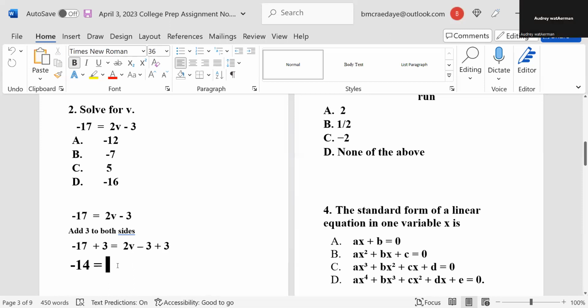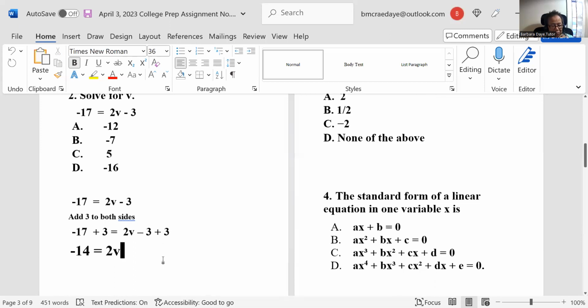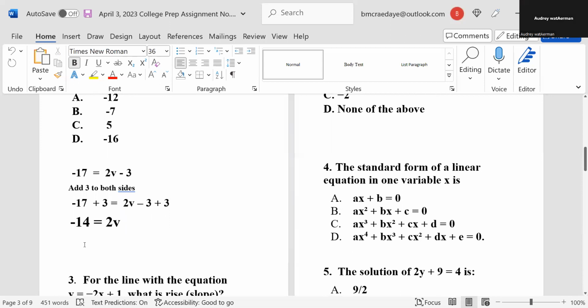0. And what else do you see on the right? 2v. We have 2v. Okay, now minus 14 equals 2v. So what would you do now? You're solving for v. What would you do? How would you solve for v? What would you do on the right side? What would you do with that 2?